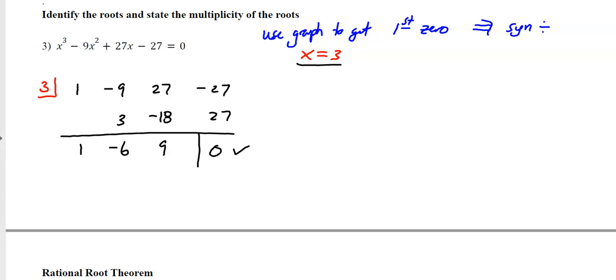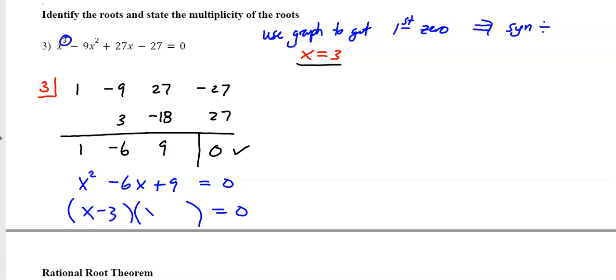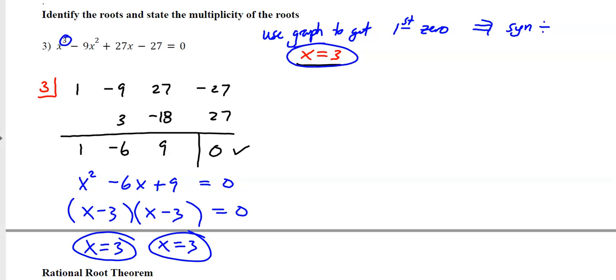Well, what I can do now is I can use what's left. Since this was a power of 3, I know that this starts with x squared. And now I can use this to keep on factoring it, just like using quadratics. I think 2 numbers times together to make +9, add to make -6. Well, that's an x minus 3 and an x minus 3. So I've just verified that all 3 of these zeros are x equals 3.